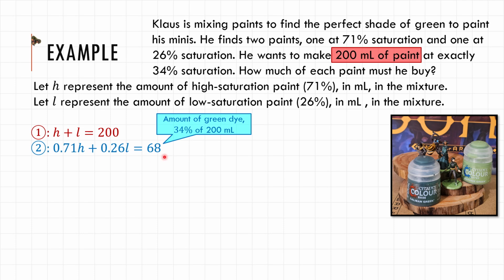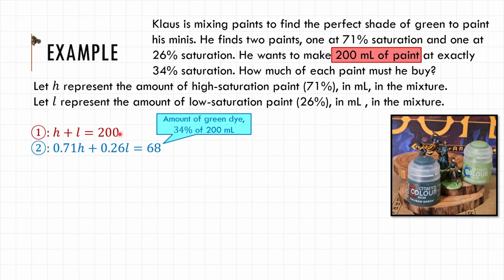So if you didn't understand that, pause the video here and take a look and see what I mean, but I will repeat this one more time. We're going to take the amount of high saturation paint and multiply that by 71%, which as a decimal is 0.71. We'll do the same with the low saturation paint times its percentage, and this tells us basically how much green dye is coming out of each amount. In total, we need 68 milliliters of green dye in our solution because that would be exactly 34% of the 200 milliliters of solution that we have.